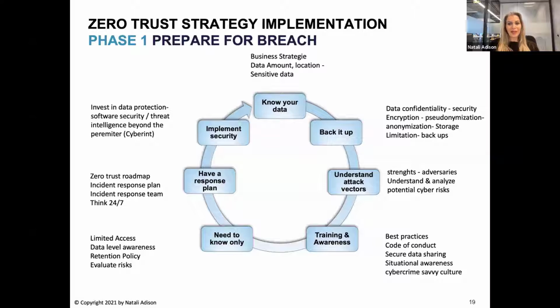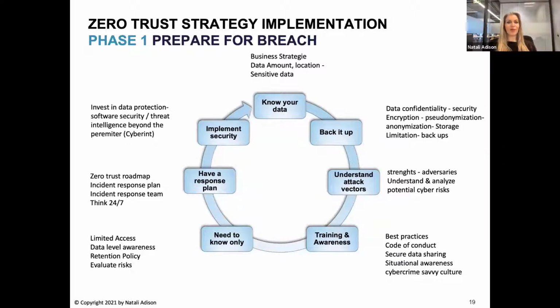You need to back your data up. You need to make sure your data is confidential. There are a lot of ways to do so. You can encrypt your data, you can pseudonymize it, you can anonymize it, limit it, and back it up. But when you back it up, you have to back it up separately. Do not back up your entire data at the same location.